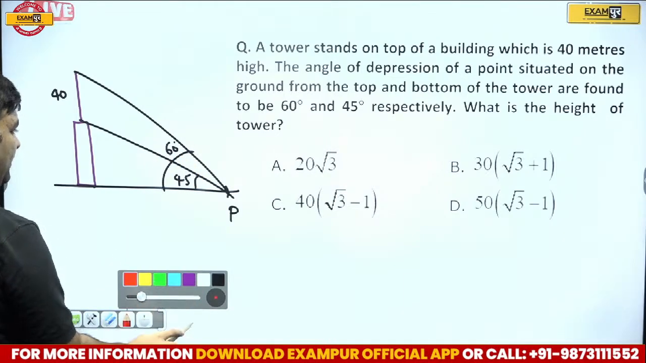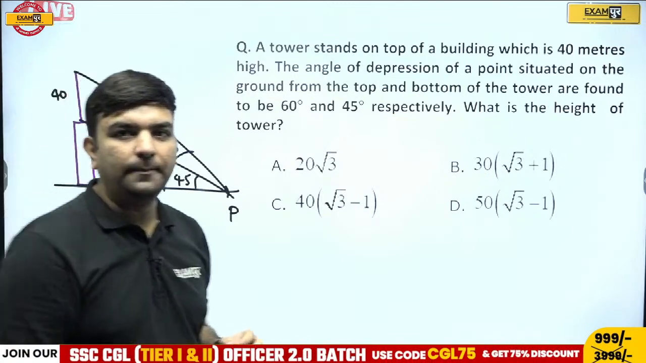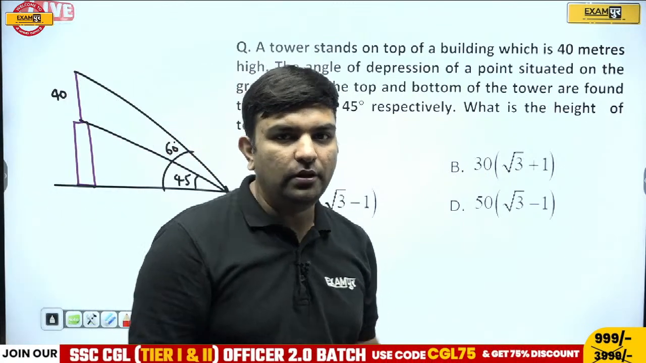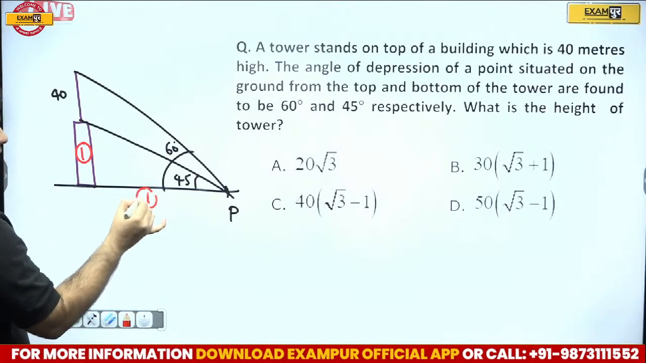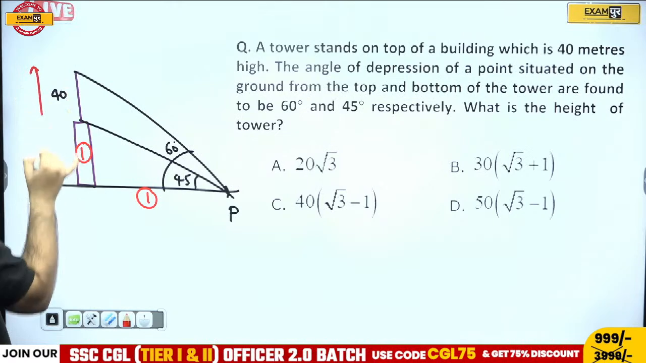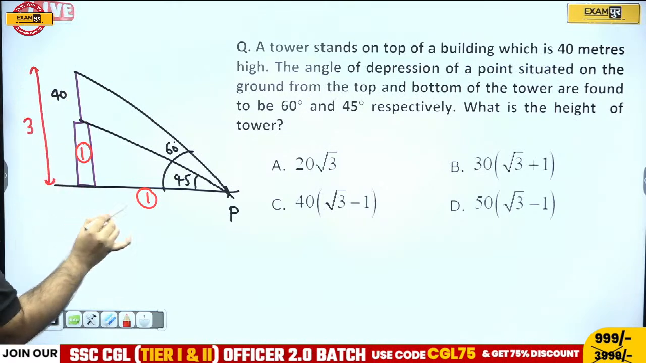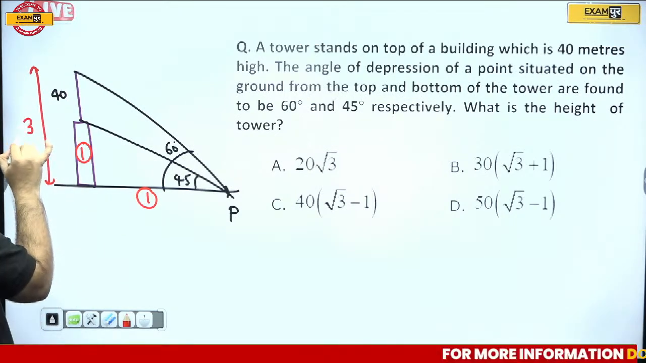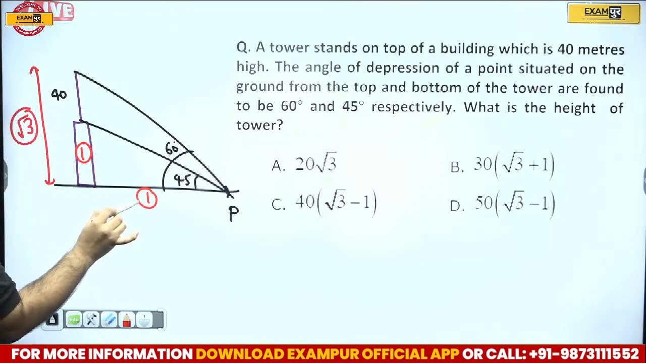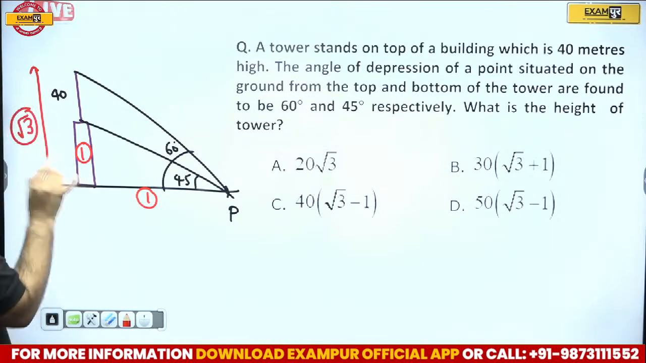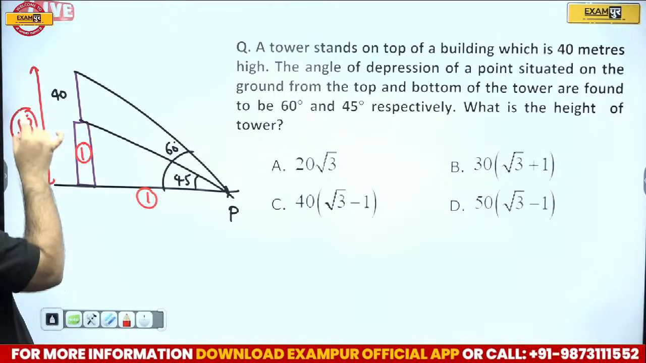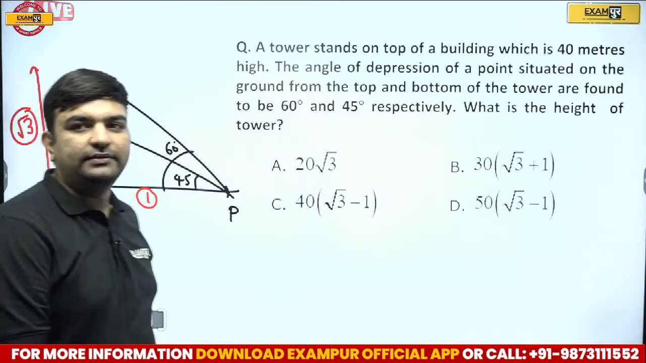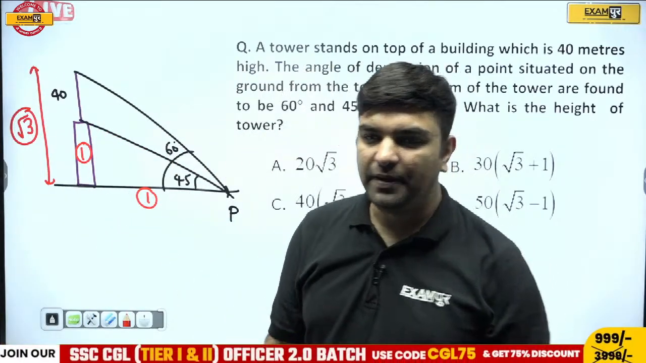You know, for 45, perpendicular and base are both equal. So if this is 1, this is also 1. And for 60, perpendicular and base are in the ratio √3:1. So I maintained the base as 1 from the beginning. For 45, 1:1 is maintained, and for 60, √3:1 is maintained. This triangle is balanced, okay?